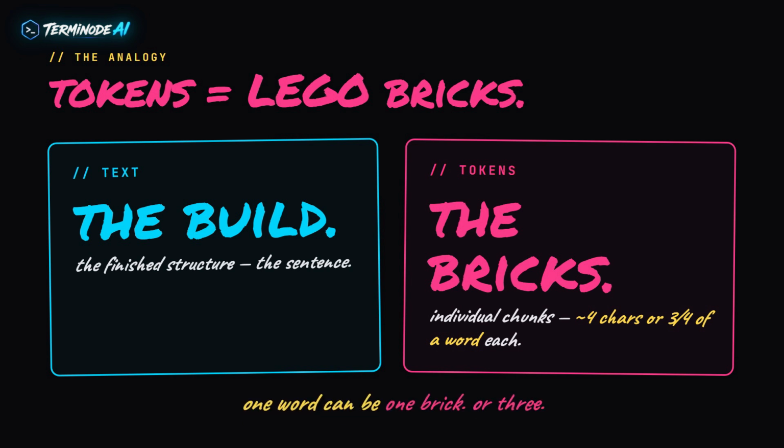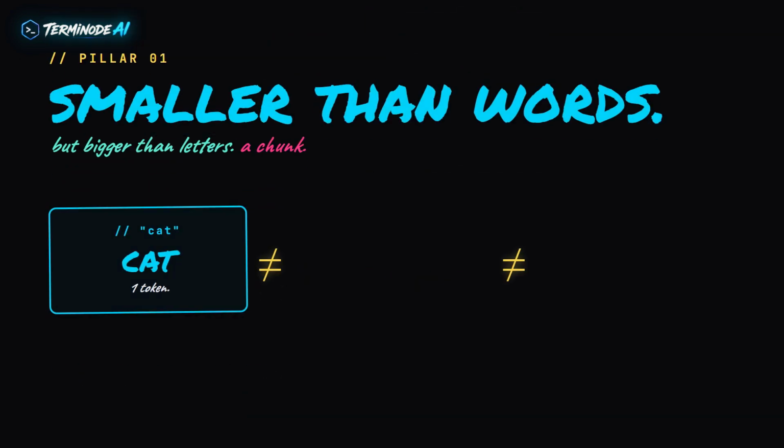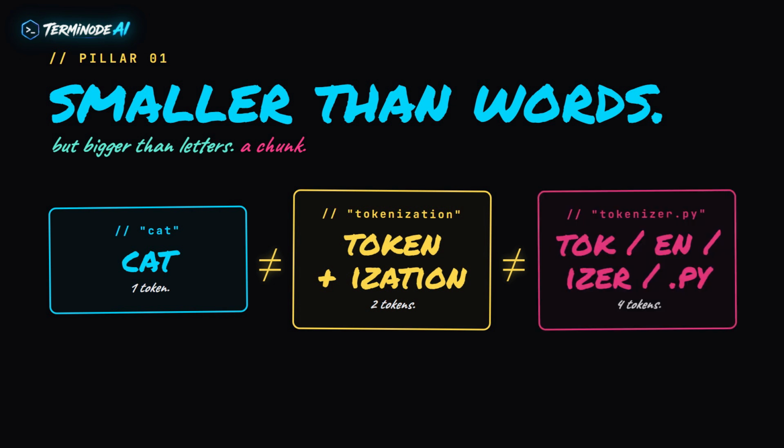3 things to know. 1. Tokens are smaller than words but not letters. The word cat is 1 token. The word tokenization might split into token plus ization, 2 tokens. Strange words, code, or rare names split into more pieces. Common words stay whole. A general rule, 100 tokens equals about 75 words, or 3/4 of a word per token.